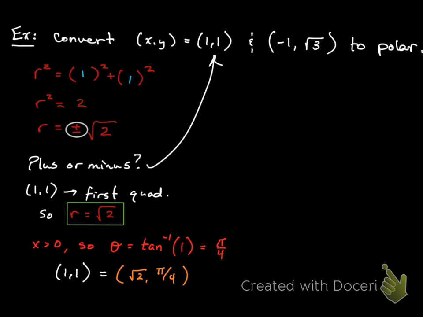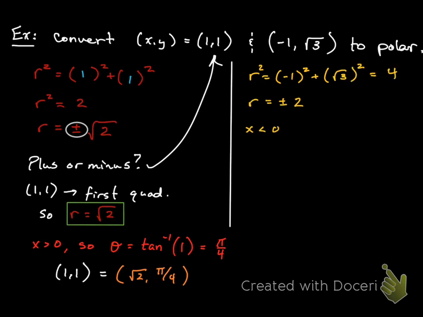Pretty much everything is as we want it, okay? The next point, negative 1, square root of 3. I find my r value the same way. r squared is (-1) squared plus (square root of 3) squared, which is 4. So r is plus or minus 2. And I really don't need the plus or minus. I can pretty much just use that positive 2, and I'll show you that.